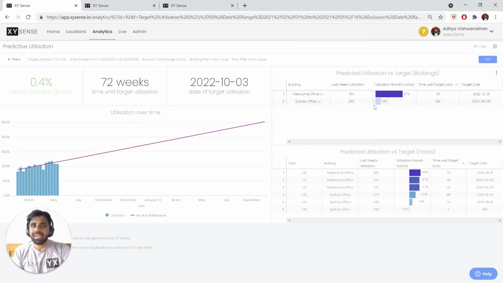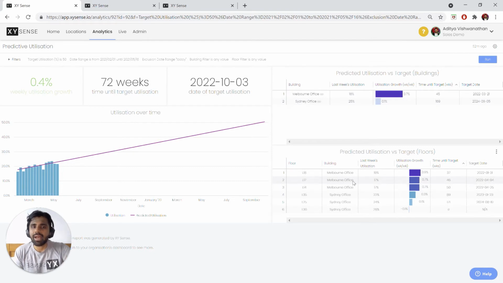But if we break down into the buildings and floors, it paints an interesting story, because the Melbourne office in particular will actually reach that target by Q1 2022 with a pretty strong growth rate of 0.7% week to week. And interestingly, it's actually starting off at a lower point, only showing 18% utilization currently. In comparison, the Sydney office starts off at a higher utilization rate, but is growing much slower, and as a result is expected to miss that target significantly.